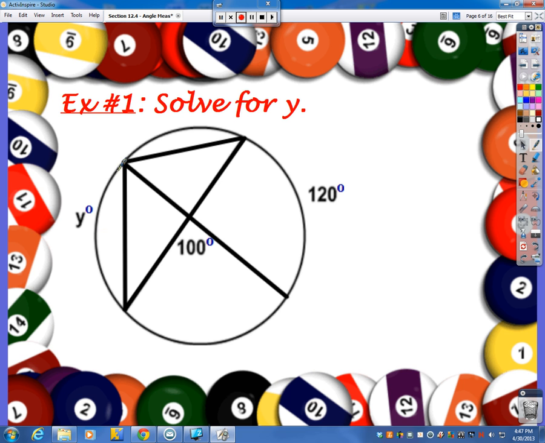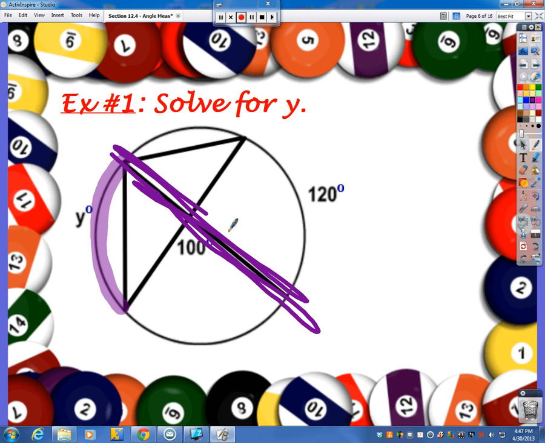Solve for y. And y is out here. Y is specifically this arc. Now, can I assume that this line right here is a diameter? We cannot. The center is not labeled. You may not assume that this is the center because it is not labeled.